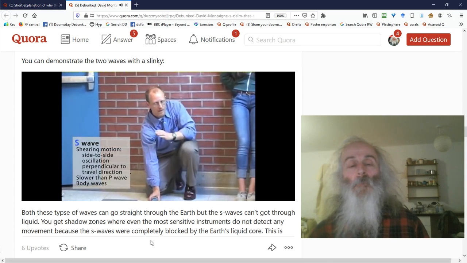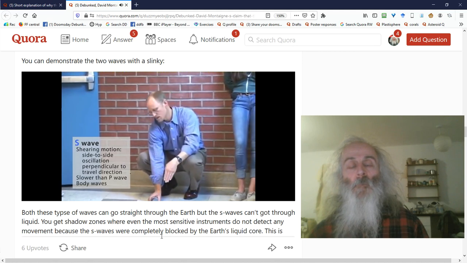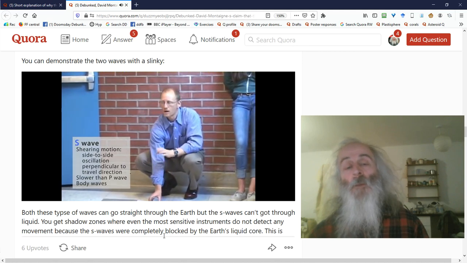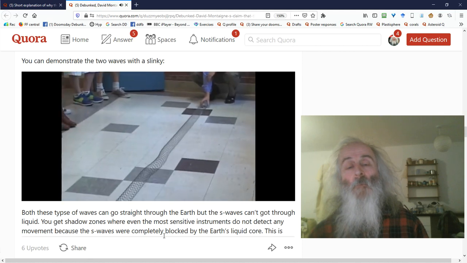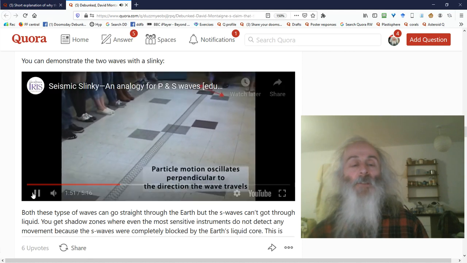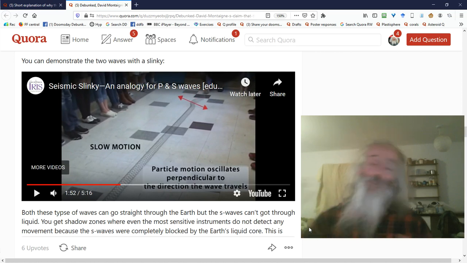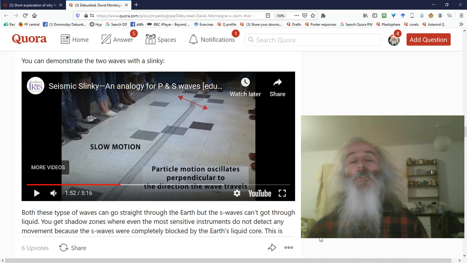So to model how an S wave travels with the slinky, I'm actually going to model a side-to-side motion with the earthquake. Now watch how the slinky moves. And here it is. So that's the S wave. That does not go through liquid. Remember, you're going right through it, not on the surface. That doesn't go through liquid.